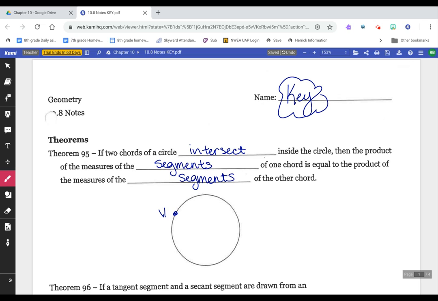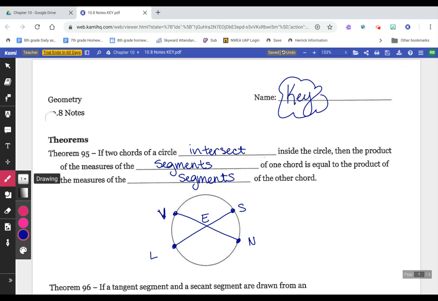So we have V drawn to N, that's our first chord, and then we have L drawn to S, and we'll say they intersect at E. So we have two chords that intersect inside the circle there, and we could put the center of the circle here. They're not crossing, it's a little off, but they're not intersecting at the center. They could, but they don't have to.